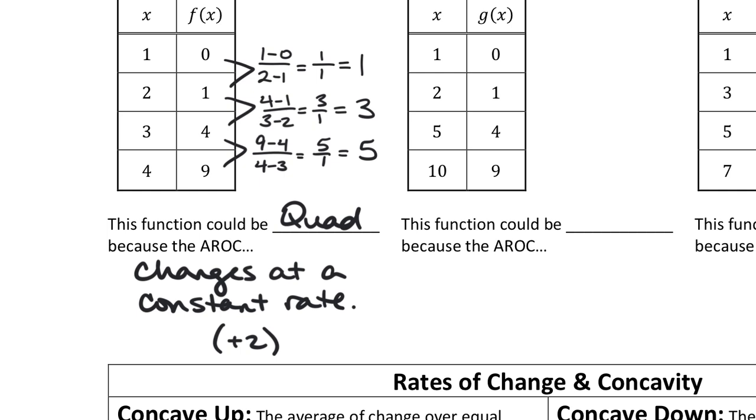If this was linear, what sort of explanation would you use to tell me that it's linear? Changes at a constant rate of nothing, 0. I accept. I would prefer you to just say the average rate of change is constant. But also that would totally work.